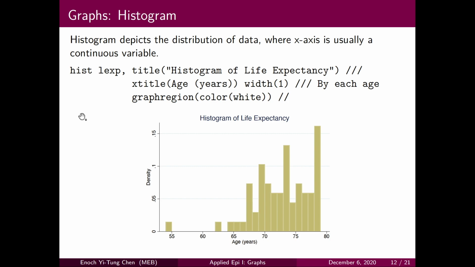Here, I would just briefly go through some different graphs. Again, the syntax used in this lecture can be found below. You can download the do file and play with it on your own. Histogram depicts the distribution of the data, where the x-axis is usually a continuous variable. This one is showing the distribution of age of a group of cancer patients.